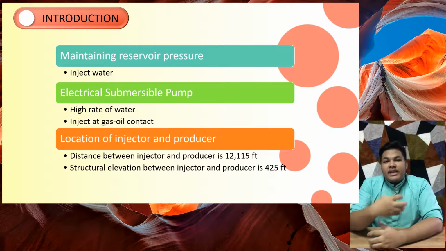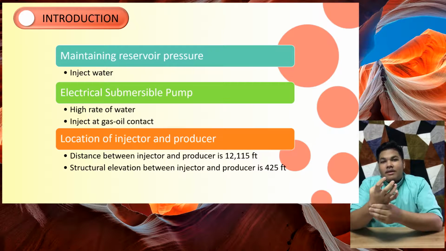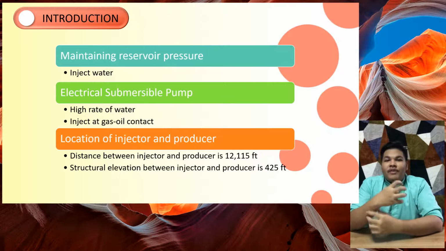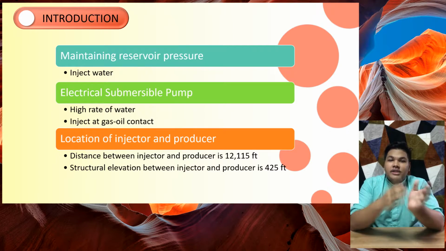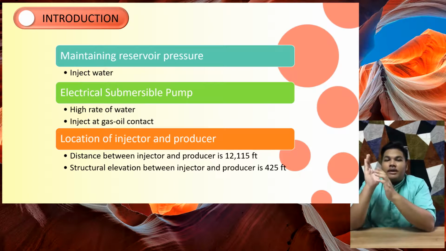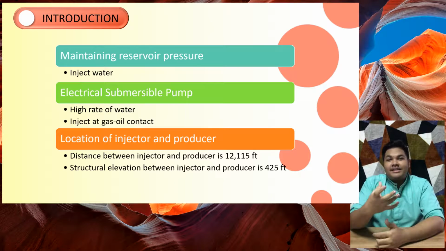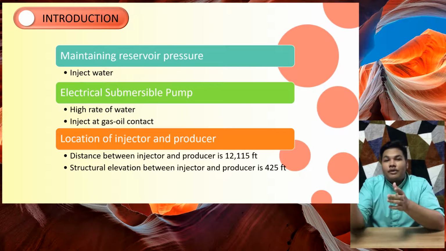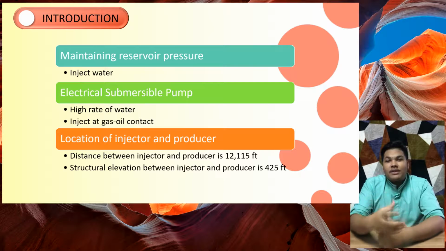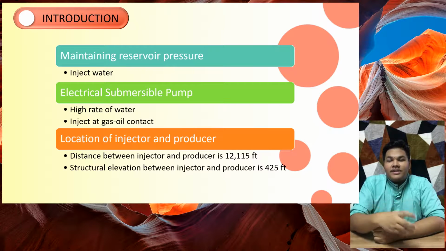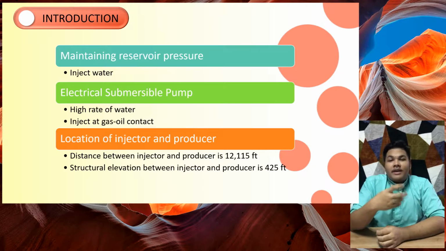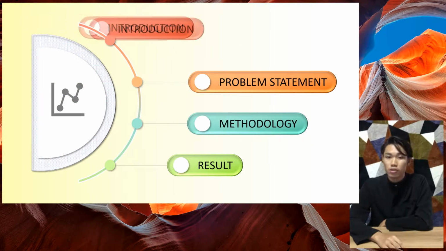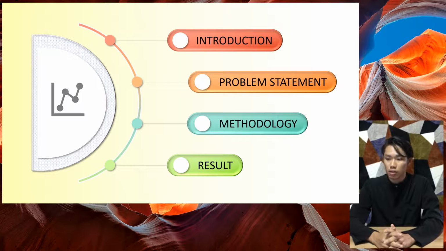This pump injects the water at gas oil contact at high rate to overcome the gravitational force. This paper also shows us the location of the injector and the producer. The horizontal distance between the injector and the producer is about 12,000 feet. The structural elevation between the producer and the injector is 425 feet. Let's proceed to the next section of this presentation.